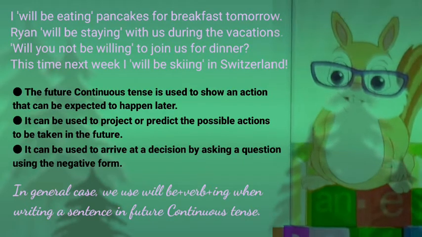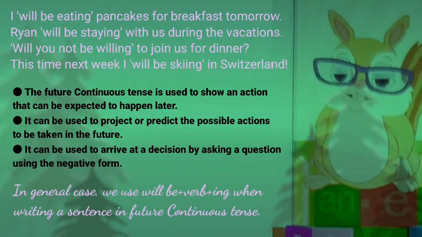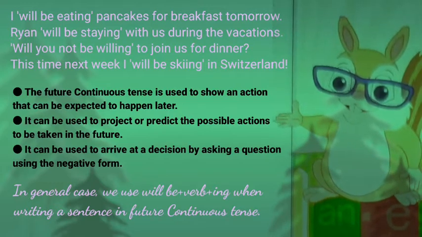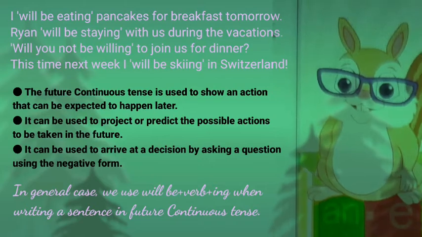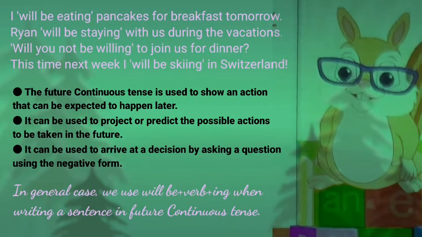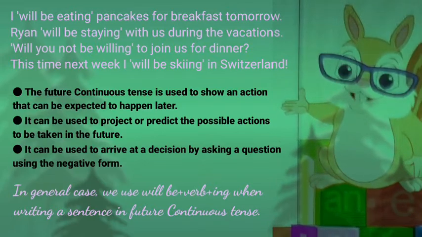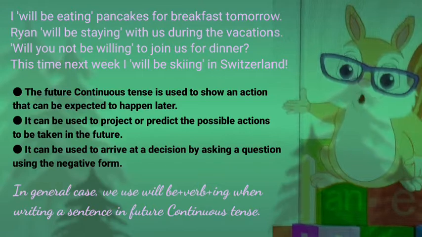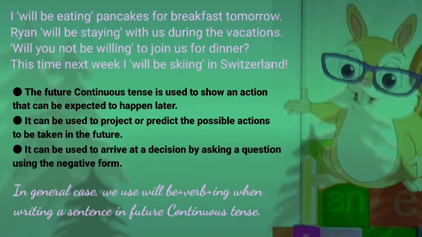From the given examples, we can understand that the future continuous tense is used to show an action that can be expected to happen later. Next point is, it can be used to project or predict the possible actions to be taken in the future. Next is, it can be used to arrive at a decision by asking a question using the negative form.